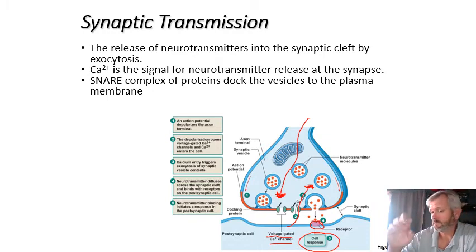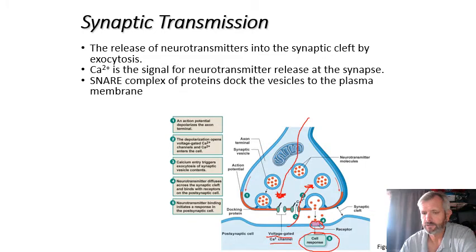Okay, so we get our cell signaling, we get our cell-to-cell communication, right? It's all cued by the action potential. The action potential is a cue saying, hey, let's communicate with the postsynaptic cell here. Okay, so again, walking through: action potential comes down, cues the voltage-gated calcium channels, the calcium rushes in, it's going to basically activate these SNARE proteins that cause the docking of these vesicles and the fusion and exocytosis of the neurotransmitter, binding to the receptor and causing a response in the postsynaptic cell.